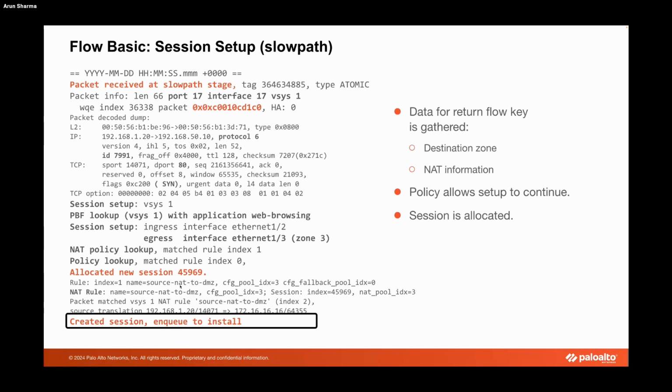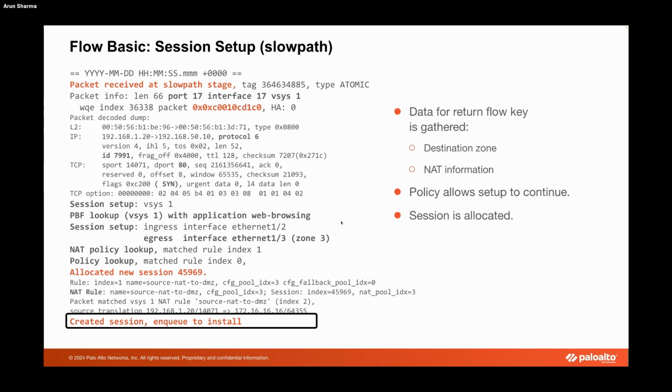It's giving you information about the rule index 1, name, source NAT to DMZ. This is the NAT rule it has hit. And then packet matched source NAT to DMZ, which is index 2. It is also showing you how it translated the address to 172.16.16.16, and it has created the session in queue to install. So this is how the slow path will actually look.